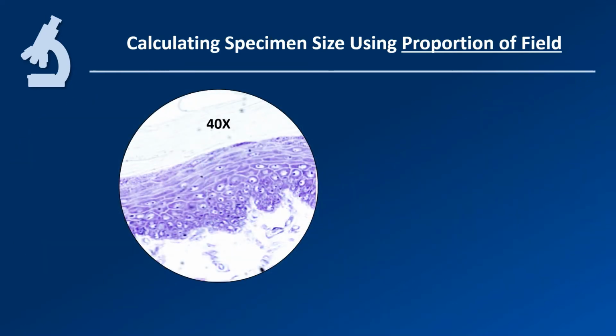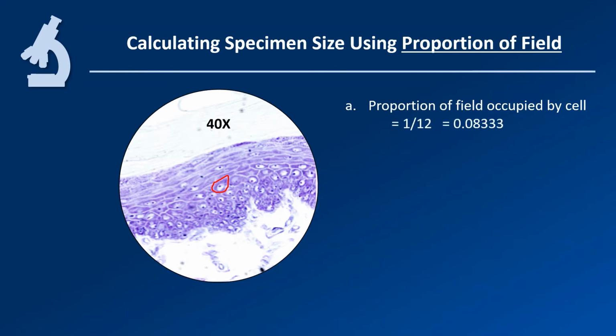Let's take a look at that sample under the 40 times magnification to see if we can estimate the size of that cell. So there is one cell I'm going to look at, and if I'm looking at the proportion of the field of that, I'm going to take a little bit of a guess. This is where the estimation comes in. I'm kind of using my finger and a pencil to estimate, and I figure about 12 of those cells would fit across the diameter of that field.